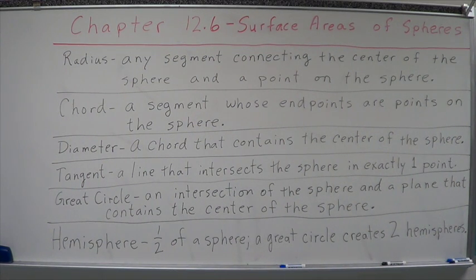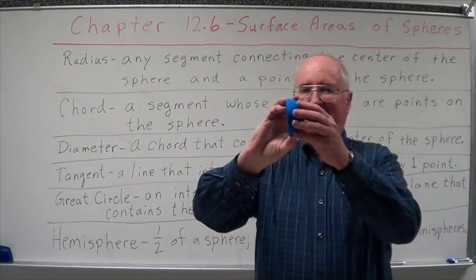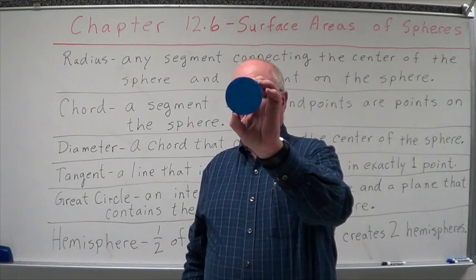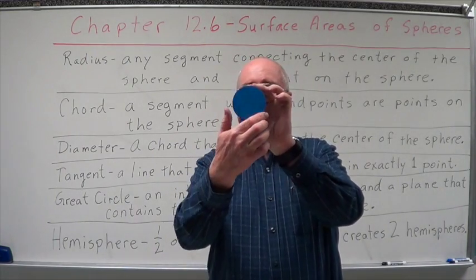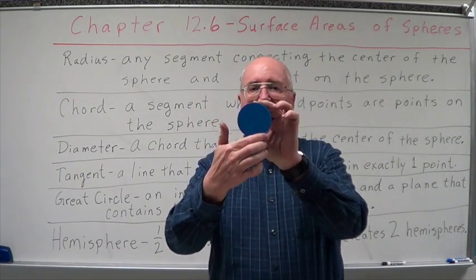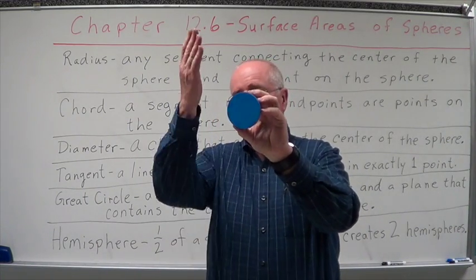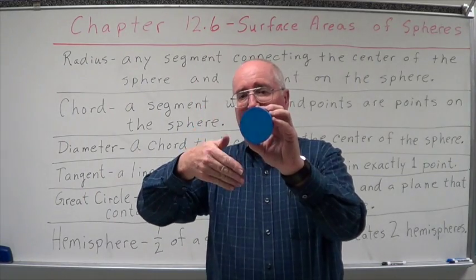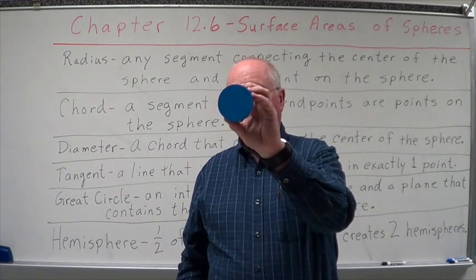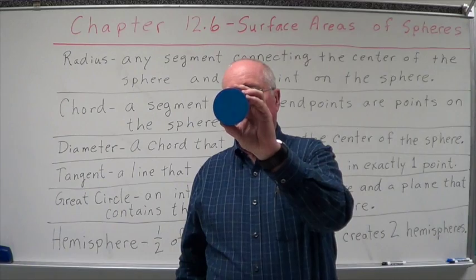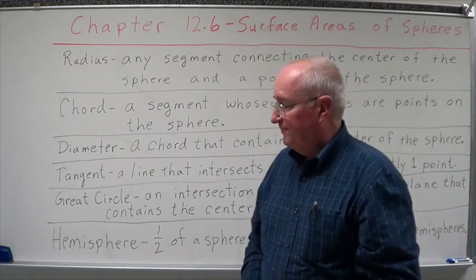I think I may have one of those I can show you. This right here. We sliced it. We diced it. That right there would be considered a great circle. Why? Because it's an intersection of the sphere and a plane that contains the center of the sphere. So that would be that.